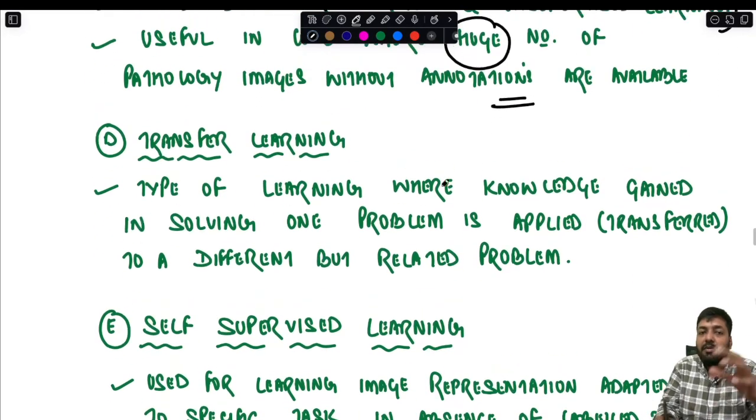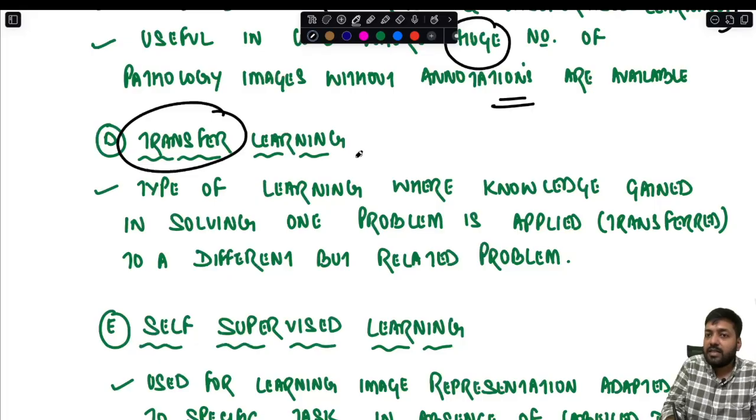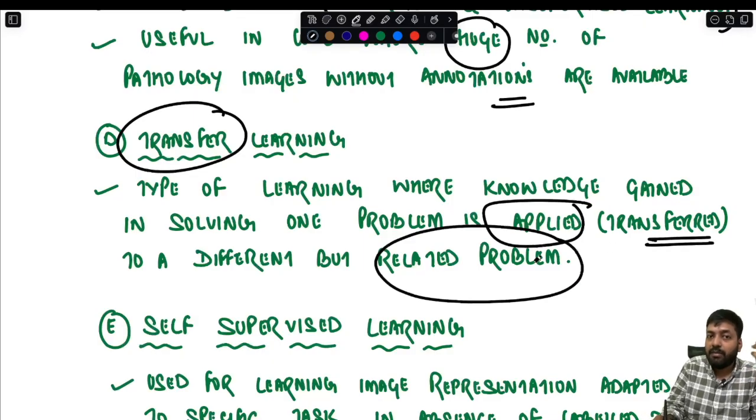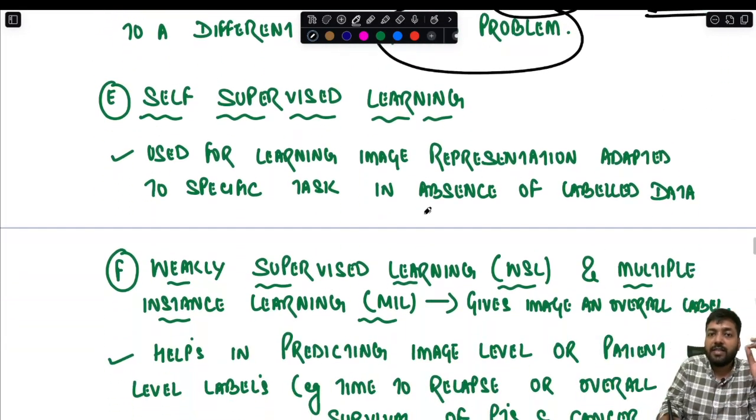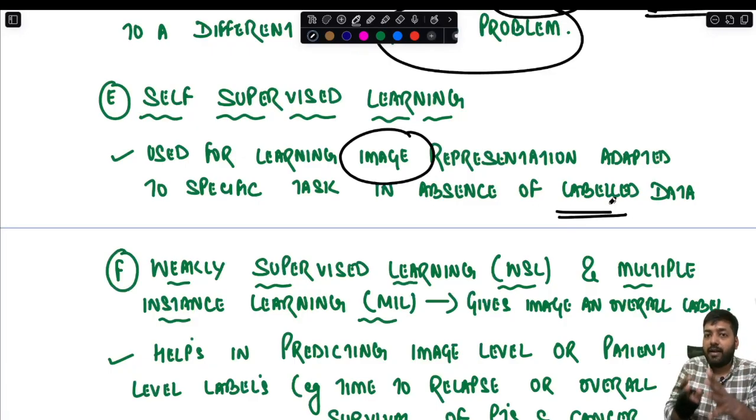Then the next type of learning is transfer learning. What is transfer learning? This is a type of learning where knowledge gained in solving one problem is applied or transferred to a different but related problem. That is transfer learning. Then there is self-supervised learning, which is used for learning image representation adapted to a specific task in the absence of any labeled data. So whatever learning is there, it is adapted to a specific task only. That is self-supervised learning.